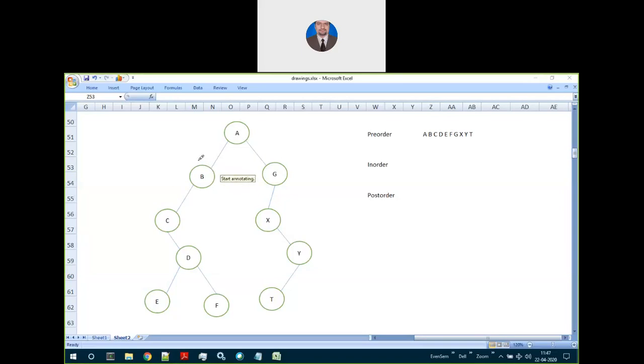Is B a leaf node or is it making a subtree? It is making a subtree here. So I cannot directly go and visit the tree. I have to visit its left first. Who is its left? It is C. Okay. Is it making a subtree? Yes, it is making a subtree. Is there a left of this? No, there is no left.